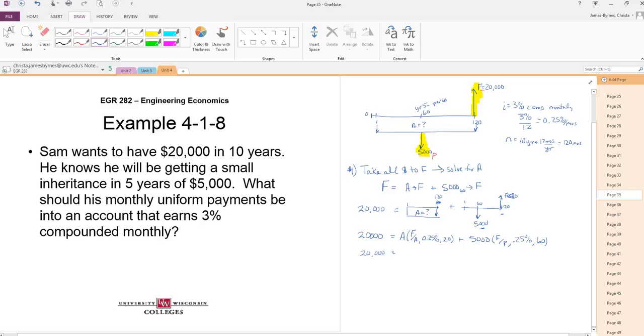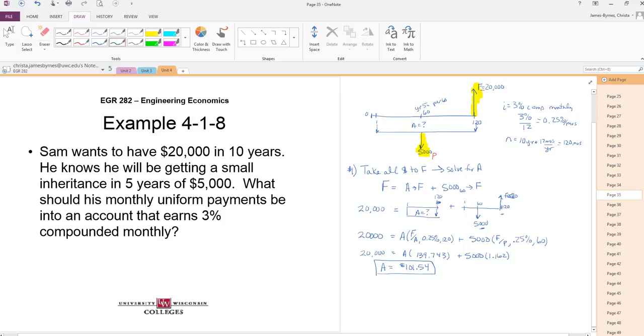So I'll look in the back of my book, and I'm going to get A times 139.743 plus 5,000 times 1.162. Well, I multiply 5,000, take it off 20,000, then divide both sides by 139.74. Just solve for A. It's just a little algebra equation. 101.54. So I'm going to take all of my money to the future. That's one way to solve it.